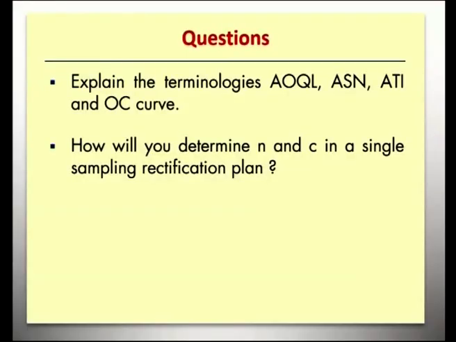Based on the discussion in this session, the following questions may be posed. Explain the terminologies AOQL, ASN, ATI and OC curve. Next, how will you determine the n value and c value in a single sampling rectification plan?